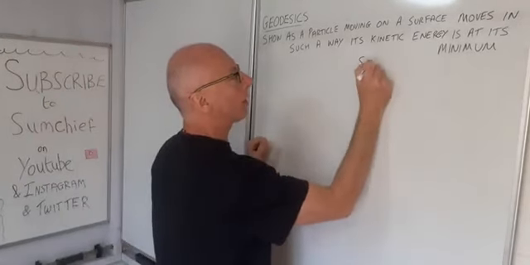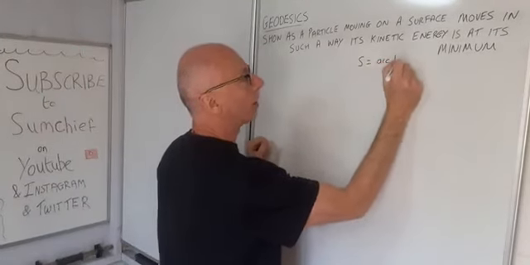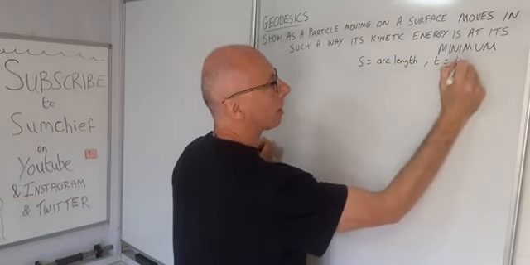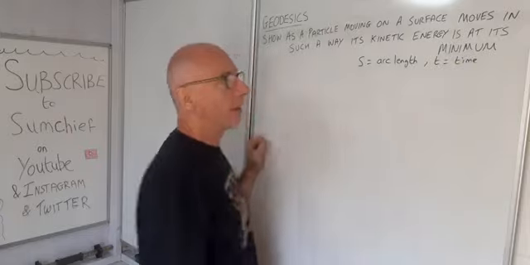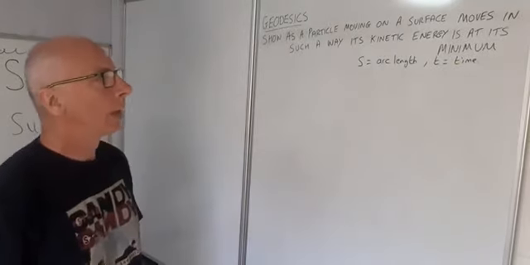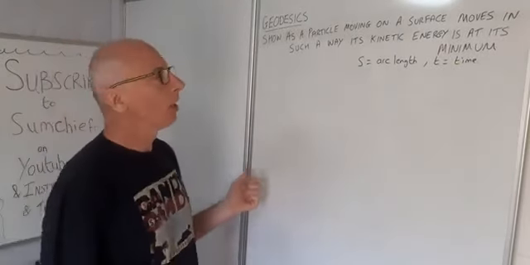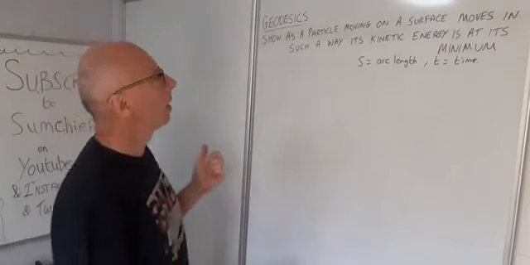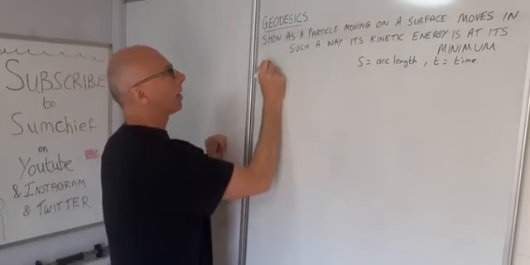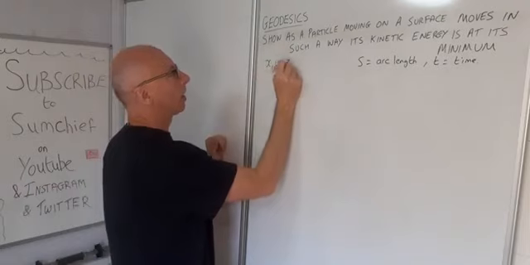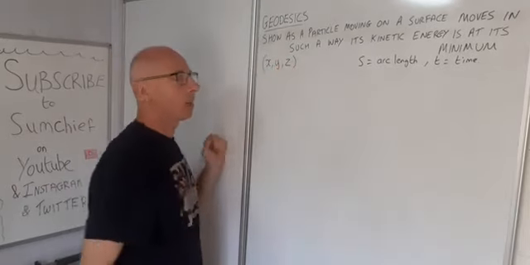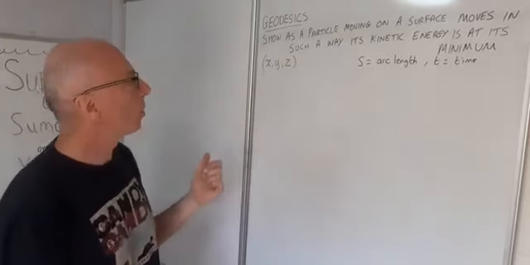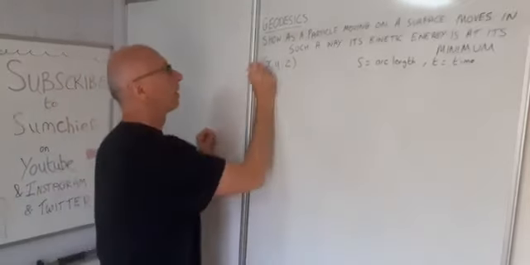So S equals arc length and T is time. That's the first thing we need to set up. And then our coordinates on the surface of this, we call it a sphere, is X, Y and Z. So we've got X, Y and Z. That's our coordinates. And we're going to enclose that in a function which we're going to call phi.